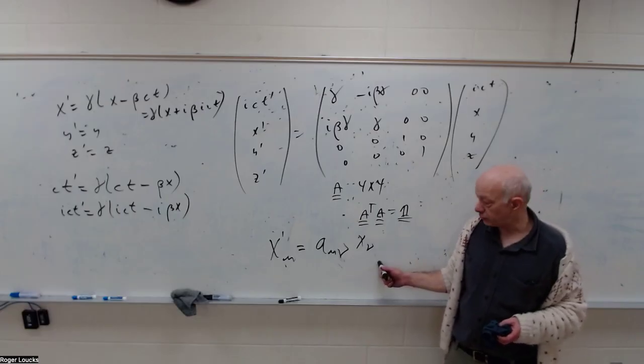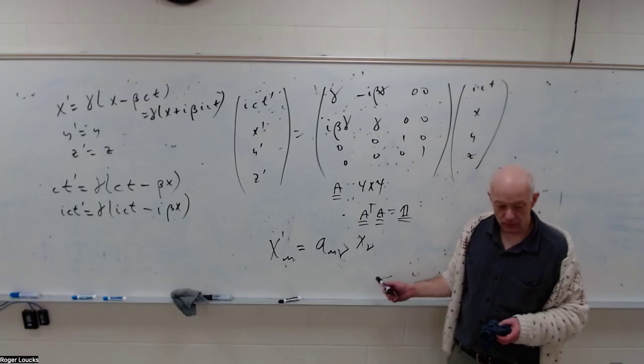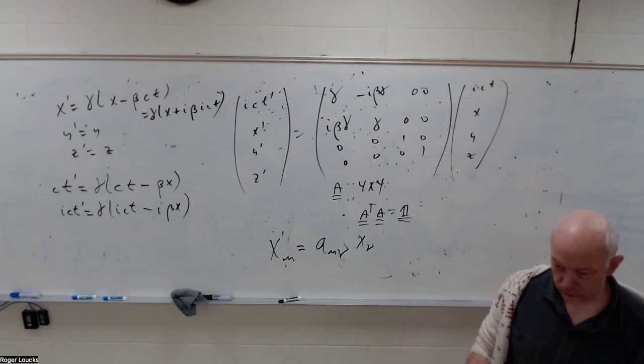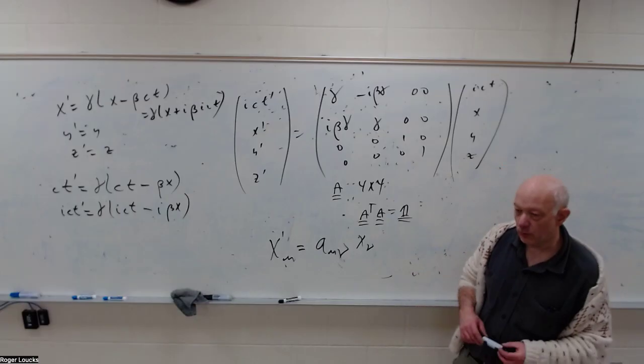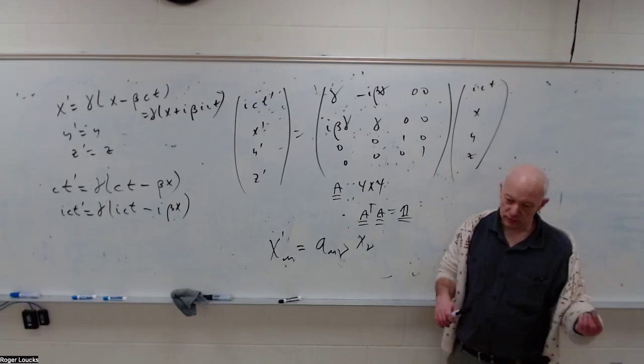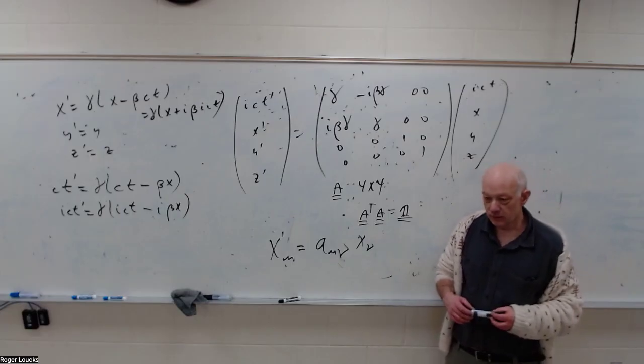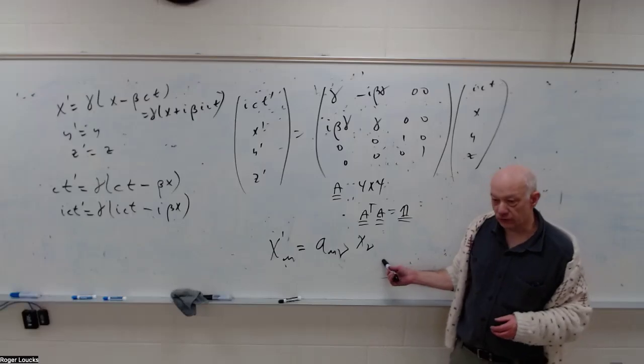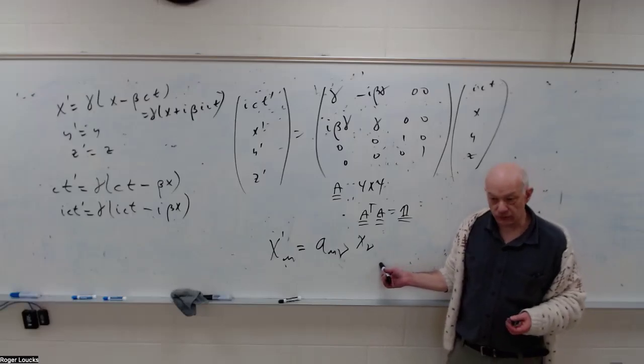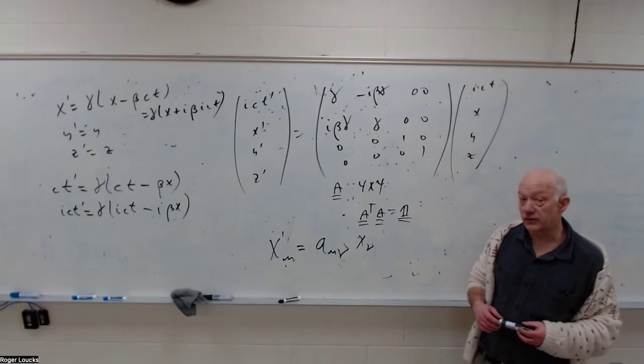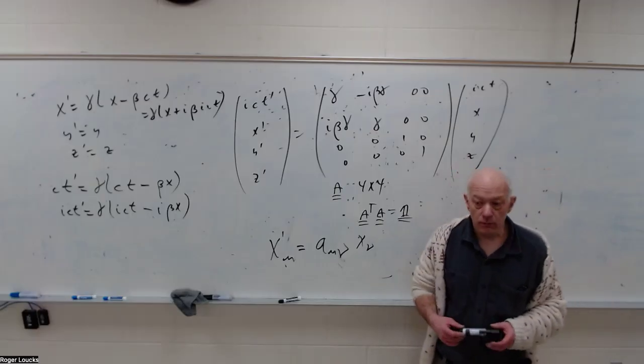We said any animal that transforms like this is a tensor. What kind of tensor? First rank. First rank. And one more blank: first rank Lorentz tensor. So anything that transforms like this is a first rank Lorentz tensor. What is then a 0th rank Lorentz scalar?